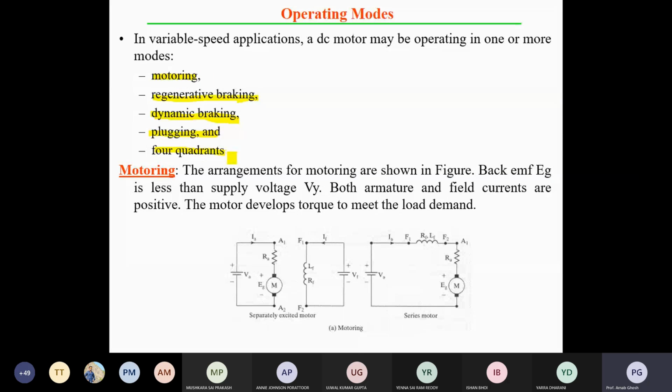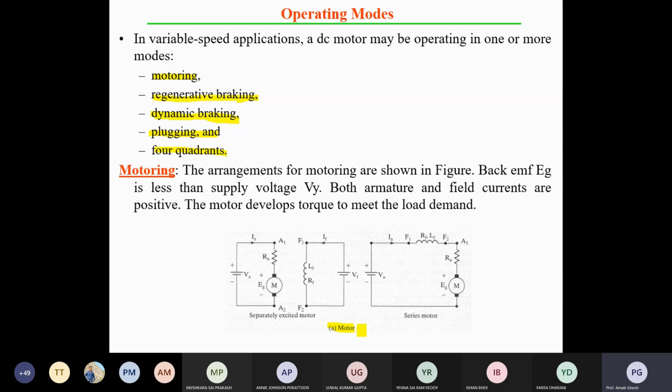So the basic circuit diagram is given. It is very basic, first year level knowledge, so I am not going to discuss it. It is the series motor configuration, and the circuit configuration for the separately excited motor. Then regenerative braking, what happened?